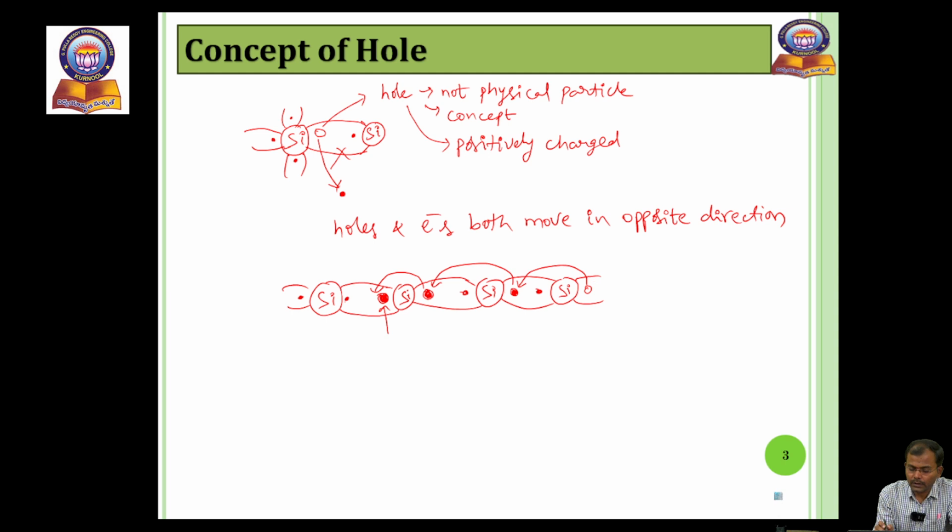Here you can observe the holes moving. Say it is 1, 2, 3, 4. Initially the hole is present in covalent bond 1. After the electron occupies covalent bond 1, the hole shifts to the second covalent bond, then from the second to the third and the fourth covalent bond. So the holes are moving from left to right.